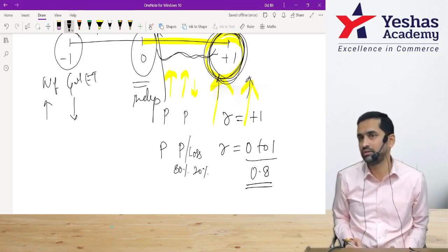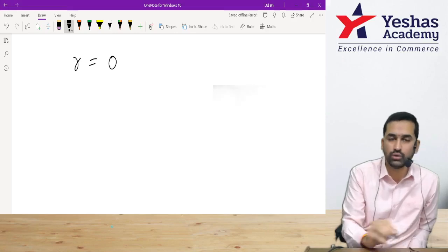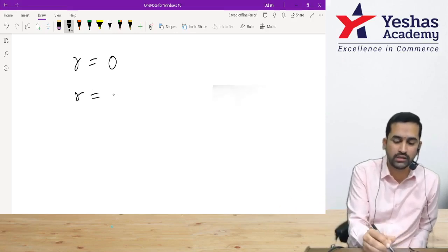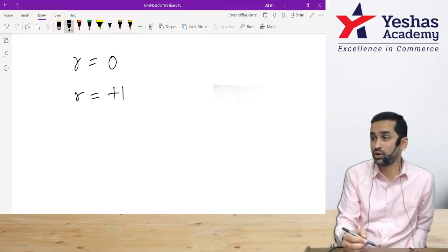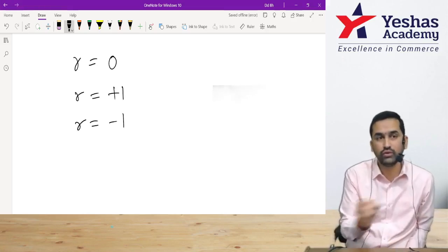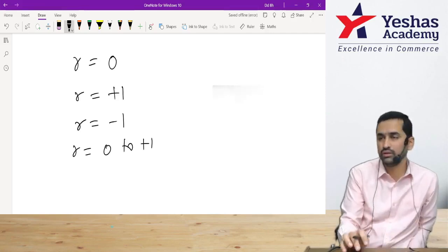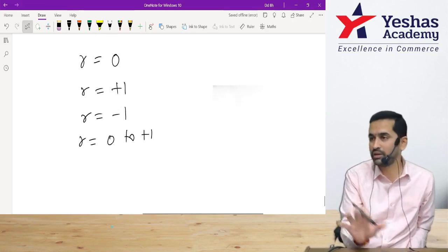Understanding, therefore, that there can be 5 different numbers for R. R is equal to 0, no relationship at all. R is equal to positive 1, strong correlation, fully correlated. R is equal to minus 1, fully negative. R in the range 0 to positive 1, positively correlated but not fully.